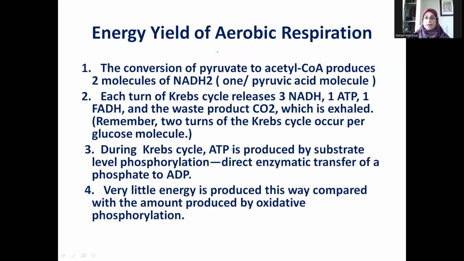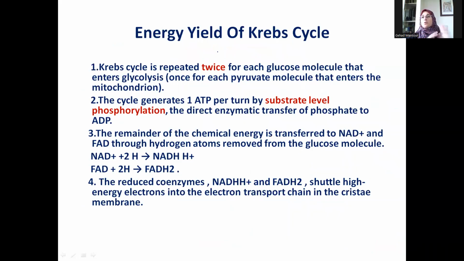Now, what are the energy products of Krebs cycle? Of course, we're going to see Krebs cycle, but let's first see the overall resultant of Krebs cycle. Krebs cycle has to turn twice for every glucose molecule. And there is direct formation of 1 ATP molecule per turn by substrate level phosphorylation, but the remainder of the energy will be stored in the hydrogen atoms that are transferred to NAD and another hydrogen carrier that is called FAD, or flavin adenine dinucleotide.